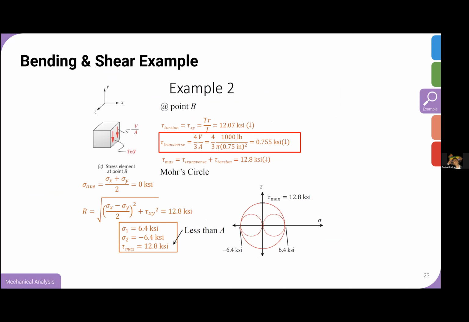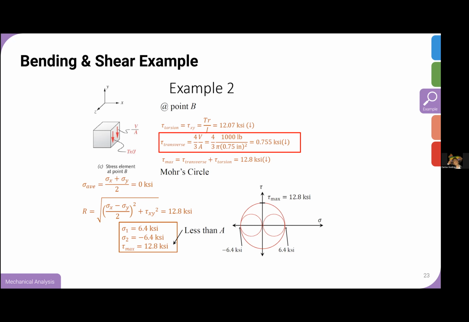Point B, we are now going to start caring about that transverse shear. So we still have that torsion calculation, TR over J. We had that in the previous problem, so we just slapped that in there as well, because that section is still going to be having some torsional shear stress. But now we need to calculate the transverse shear stress.